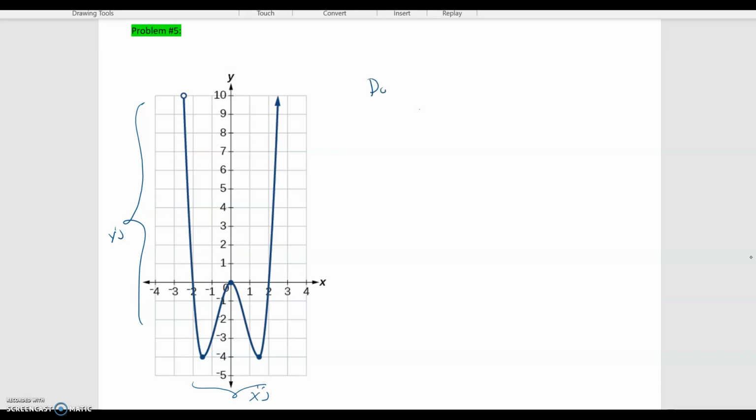Okay, so for the domain, I would say that in the negatives, about 2.5. So definitely negative 2.5 towards. And technically notice that it looks like it stops here, but your actual curve increases. So that means it goes all the way to positive infinity.